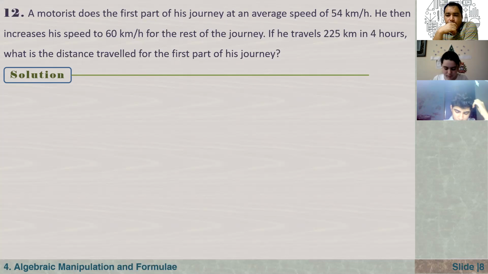Distance is speed times time. The distance of all of his journey is d1 plus d2. But is the time for all the distance, or only for d1 or d2?